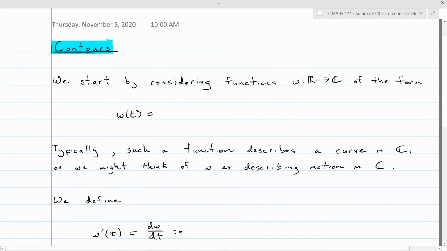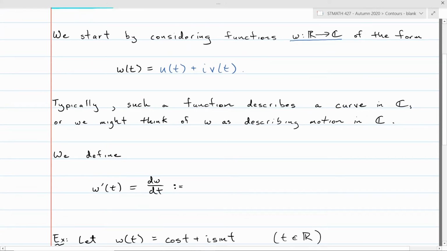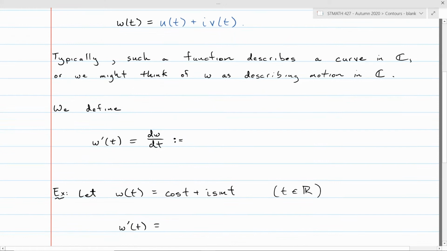To start defining what we mean by a contour, we're going to start looking at functions of this kind, w, mapping from the real line to the complex numbers. So you can think about this as embedding a straight line into the complex plane to form an arc. Functions of this form will look like u of t plus i times v of t, where those component functions, u of t and v of t, are just regular old real valued functions of one parameter. Typically these functions are going to describe some sort of a curve in the complex plane, or you might even think about it dynamically as describing the motion of a particle in 2 dimensions.